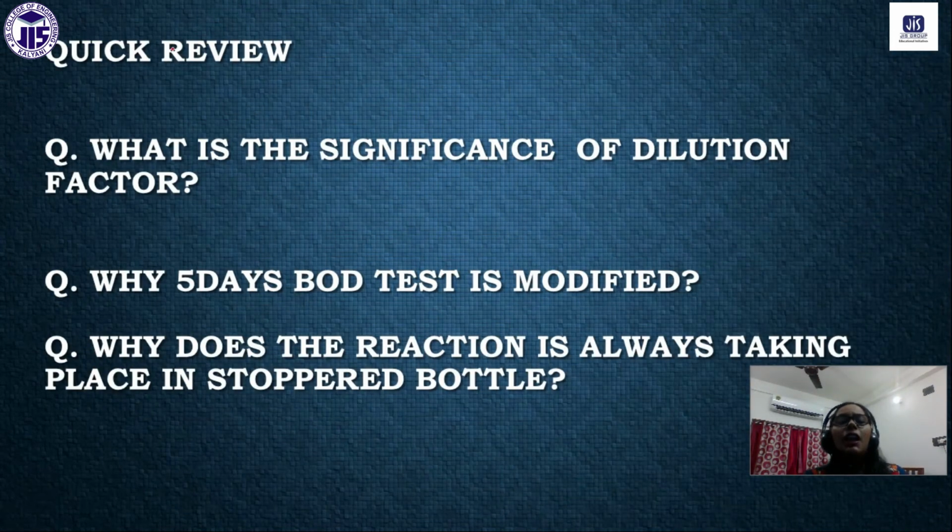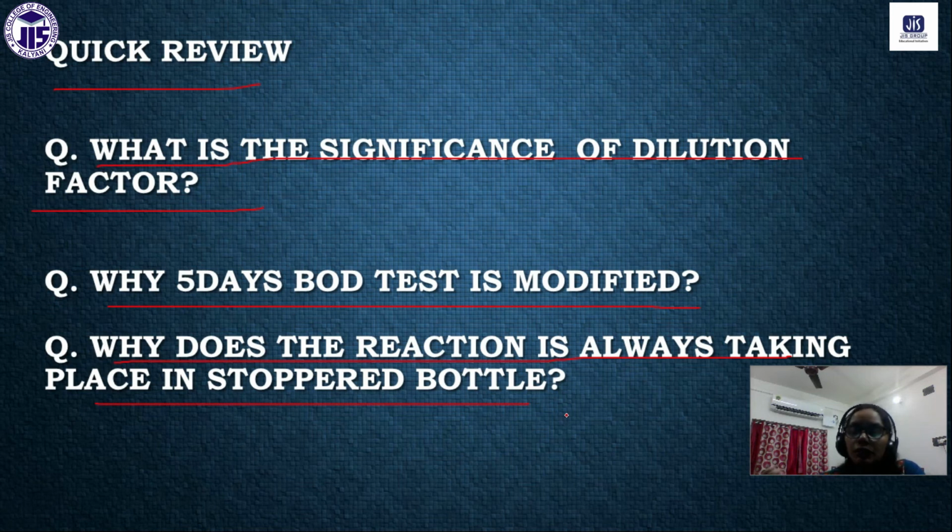Acha, before that, first of all, here is a quick review. What is the significance of the dilution factor? I have already told you, you know this. Why is the 5 days BOD test modified? This I have also told you. And why does the reaction always take place in a stoppered bottle? Because the stopper prevents oxygen from entering our sample from the air. So to prevent this, we have to use a stoppered bottle.